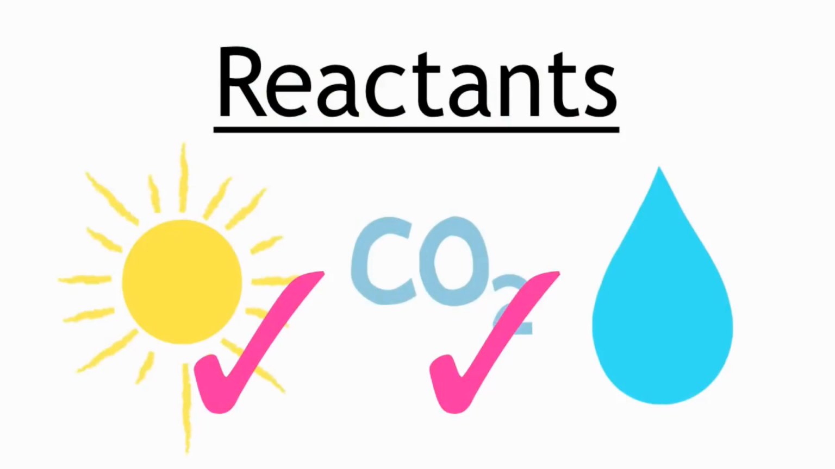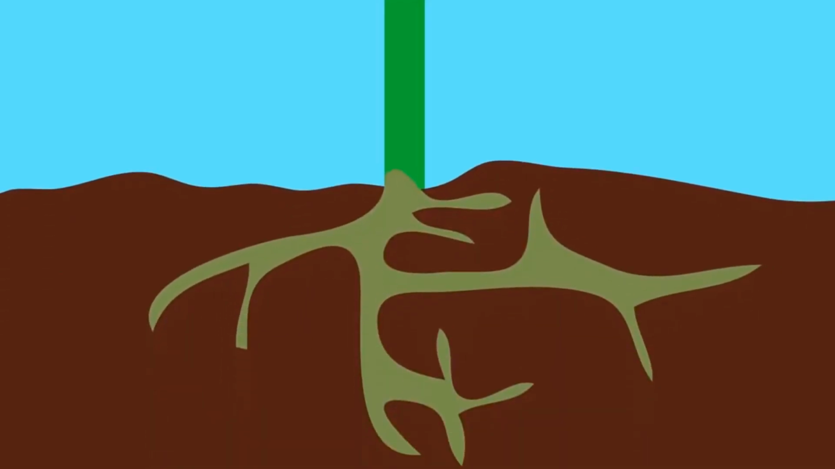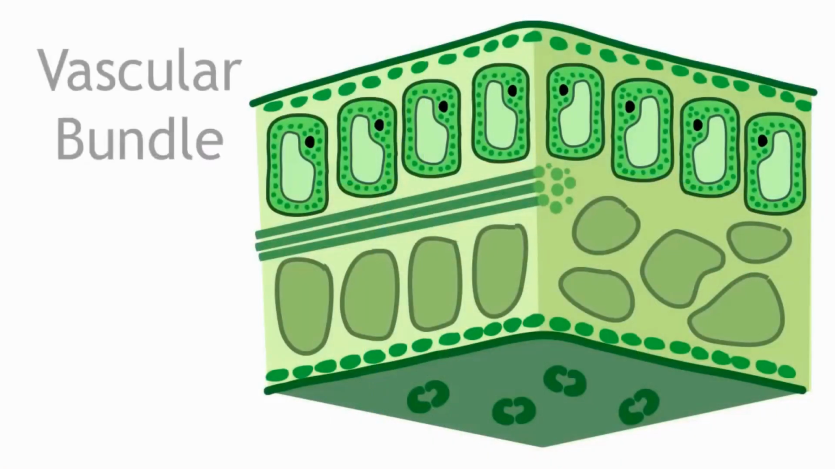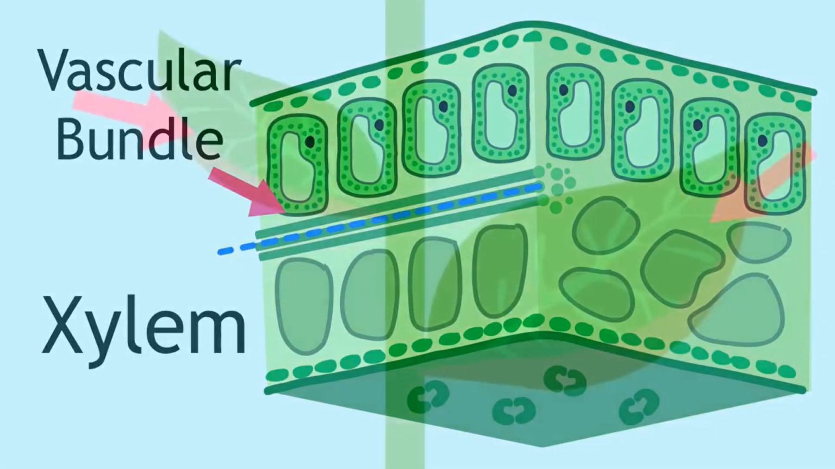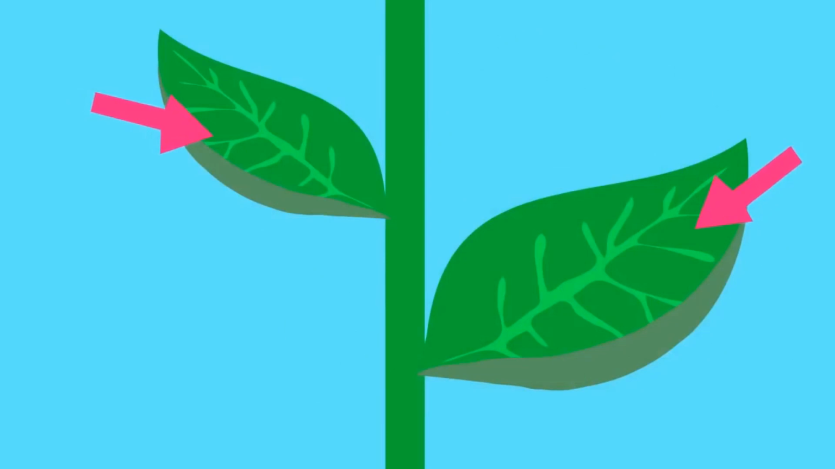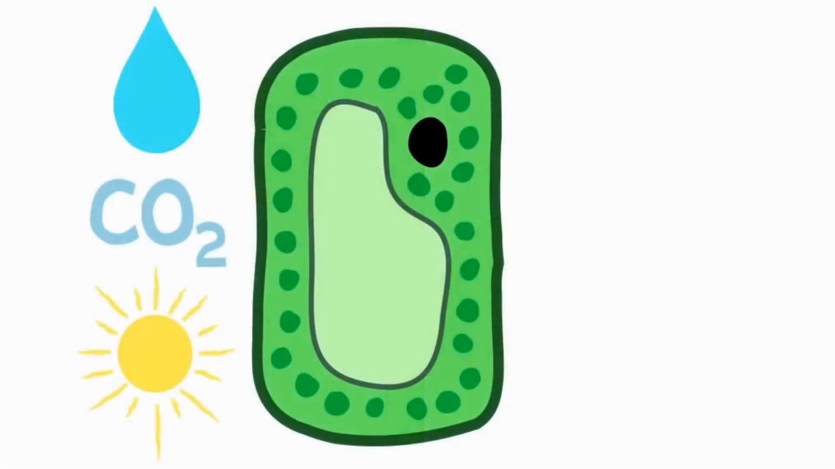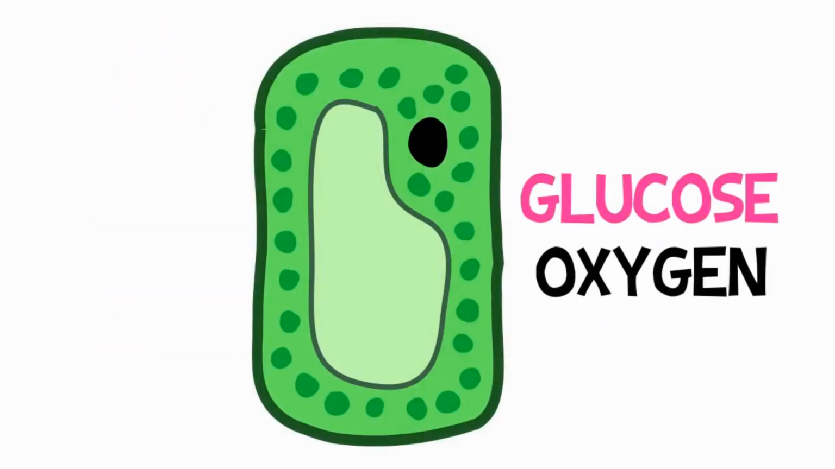What's left? Water. Water comes up through the roots and stem and enters the leaf through a vascular bundle, which contains a hollow tube for water transport called the xylem. Look at how the vascular bundle spreads out in the leaf to form veins so that it can spread water throughout. So now the leaf's palisade cells have water, carbon dioxide, and sunlight. All they need to photosynthesize and make glucose, their food, and oxygen.